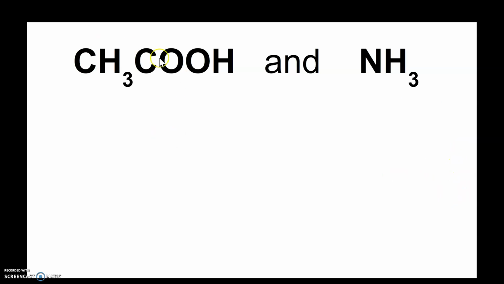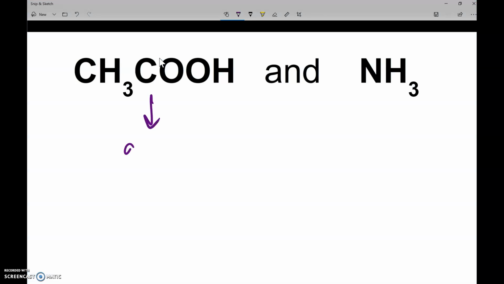So again, these two are exceptions. This one again is called acetic acid, which is vinegar. So this is our acid, and then this right here is our base called ammonia. So make sure you know that those two are exceptions to our common pattern of an acid and a base.